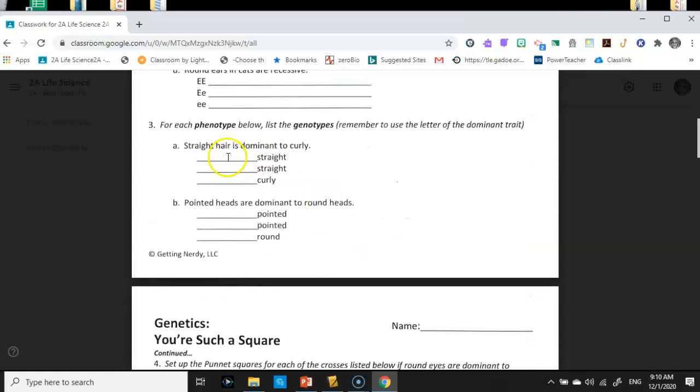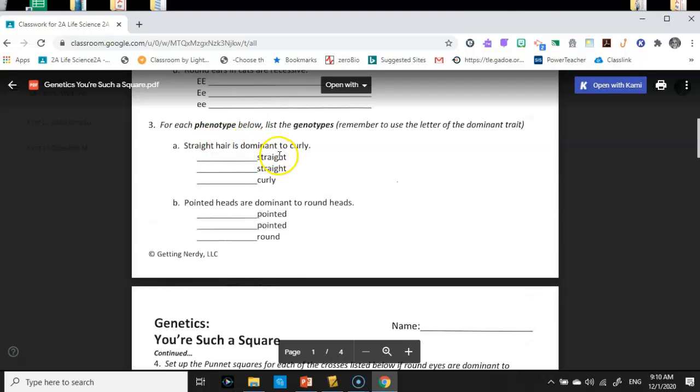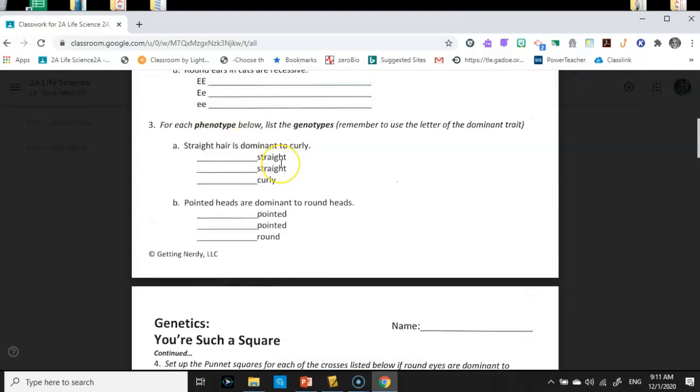On this section, it's giving you the phenotype. We're talking about hair. In this case, straight hair is dominant to curly hair. So if straight hair is dominant, there are two genotypes that are going to give you straight hair. What are they? And what's the only way you'll get curly hair, which is the recessive?